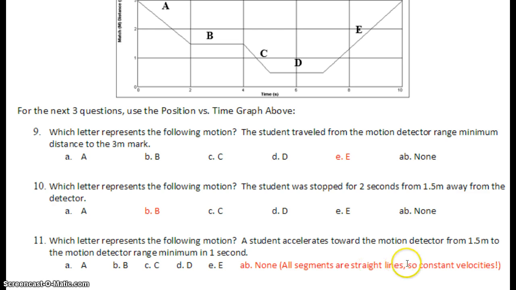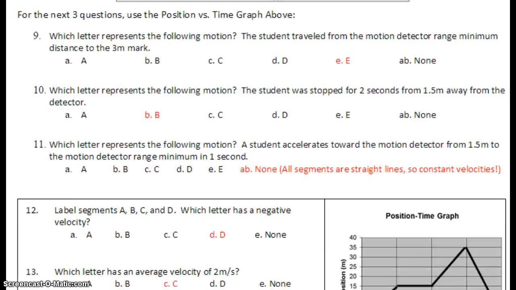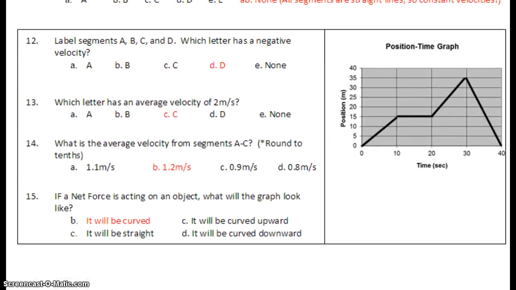All segments are straight lines, so they are constant velocity. So be careful. I'm making sure you're paying attention to the position time. If it's accelerating, it'd be a curved line, but these are all straight lines, so there was no acceleration here. They were all constant. Lastly, 12 through 15, label segments A, B, C, and D.